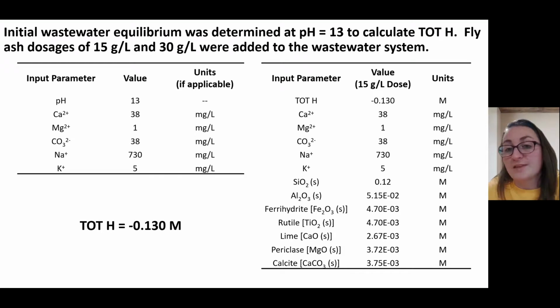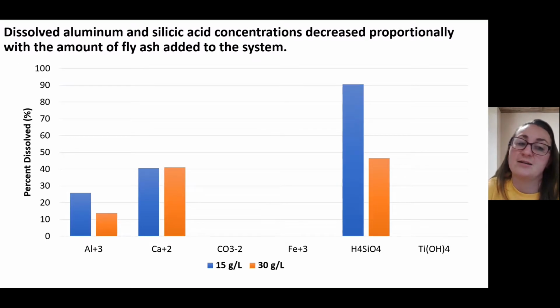And consistent with the results of the scientific study, my results in MINTEQ did show that using fly ash did decrease the dissolved solids of the system, and specifically in this case the dissolved aluminum and silicic acid concentrations decreased proportionally with the amount of fly ash that was added to the system. So you can see that there with the aluminum and silicic acid concentrations. The blue represents the 15 grams per liter and the orange represents the 30 grams per liter, and essentially they cut in half whenever the fly ash dosage was doubled.